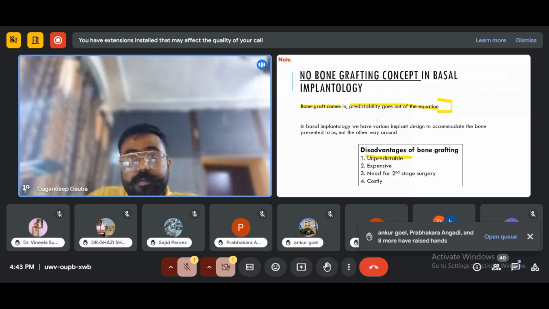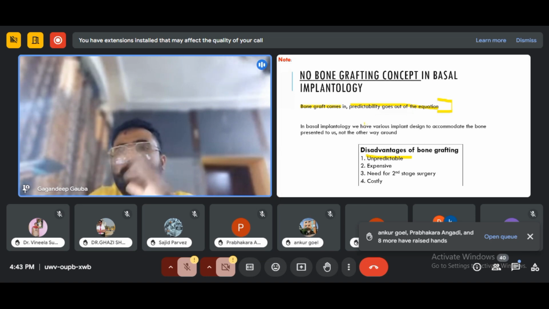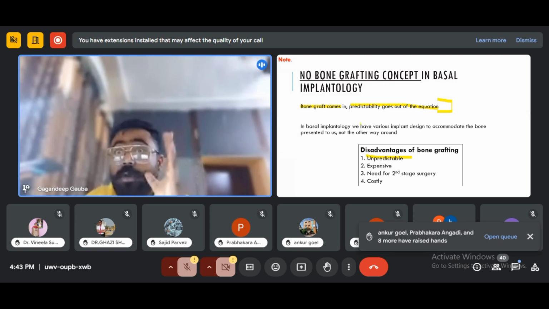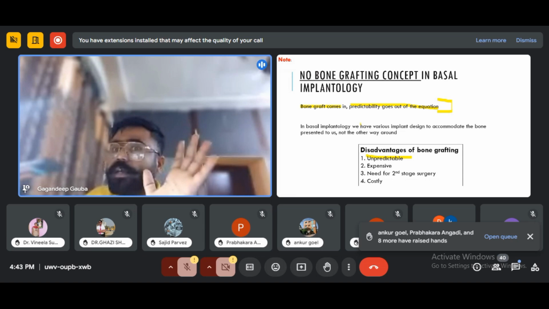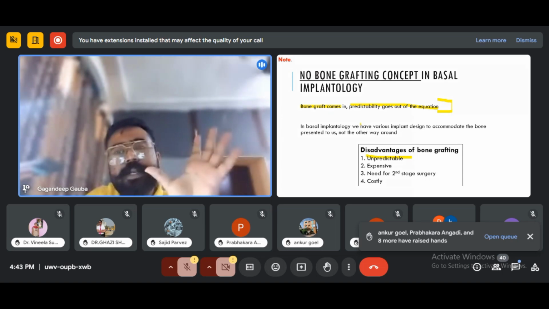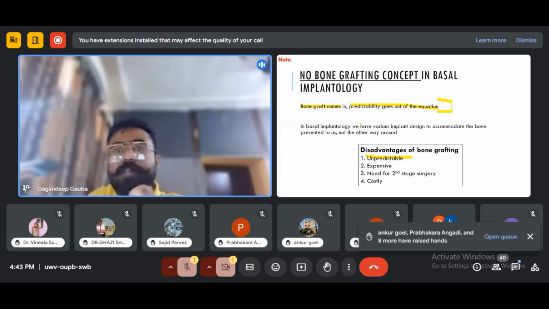So when the bone grafting comes in, the predictability goes out of the equation. So in basal implantology with Bonenkar implants, we have an implant design for each situation that you can encounter. Not that you will encounter, that you can encounter. We have studied everything, and we have a certain distinguished design. Those are patented designs for every situation, right?